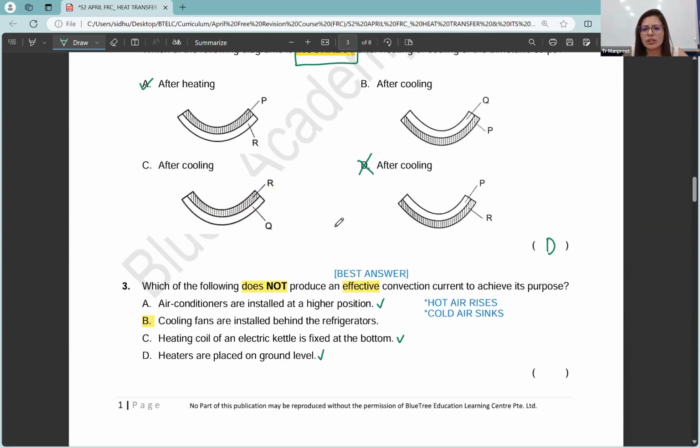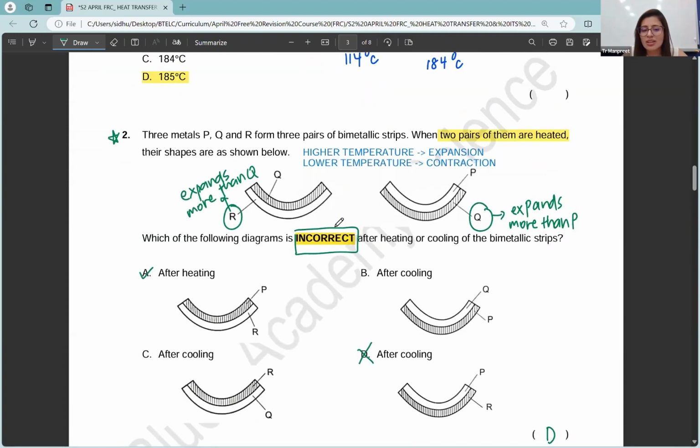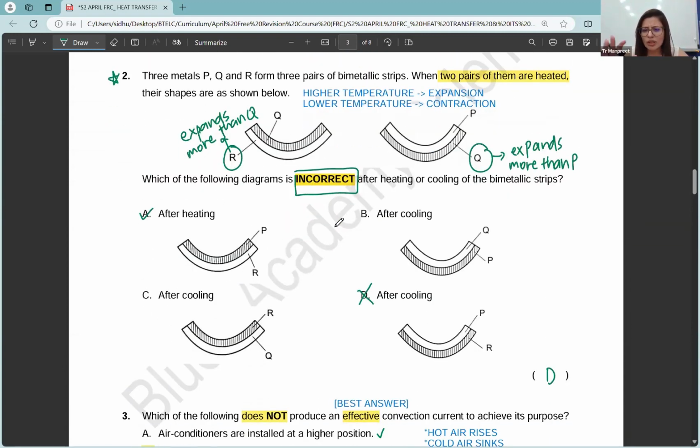They tend to ask this kind of question, especially this question 2 about the expansion and contraction of your bimetallic strip. So always remember, when the bimetallic strip expands, of course we know that it should expand the most. That means a greater distance. Then when it contracts, the reverse will happen. It will no longer be a smile, it will be like a frown. All right, so this is another important concept, the bimetallic strip.